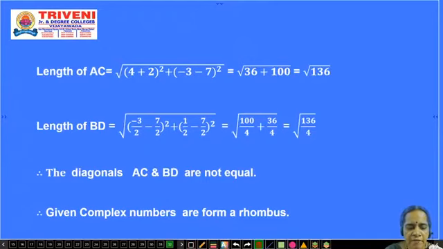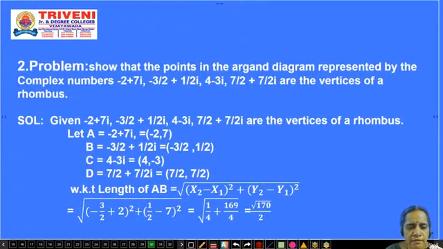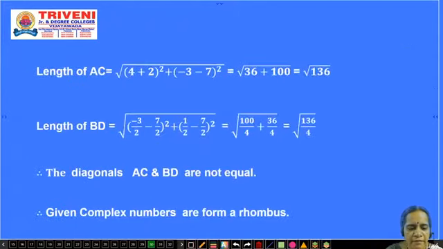Then the point A is minus 2 comma 7 and C is 4 comma minus 3. Substitute here: square root of x2 minus x1 whole square plus y2 minus y1 whole square. 6 whole square plus 10 whole square. 6 whole square means 36, 10 whole square means 100. 100 plus 36 is 136.